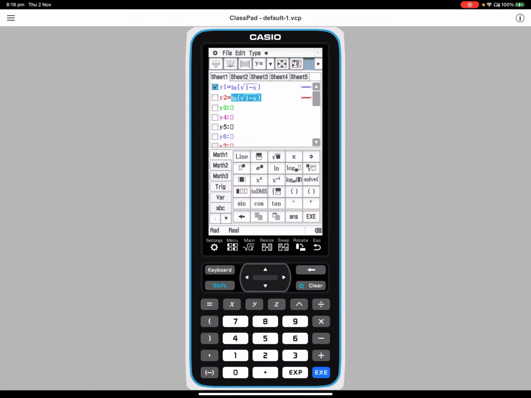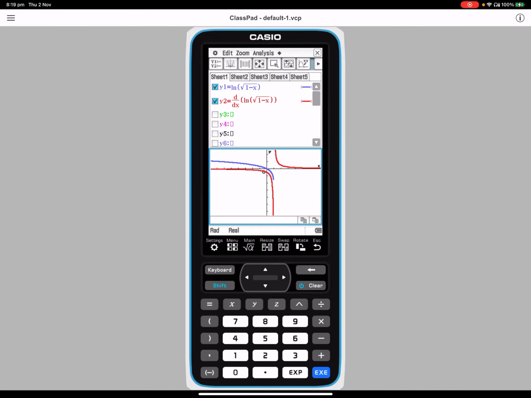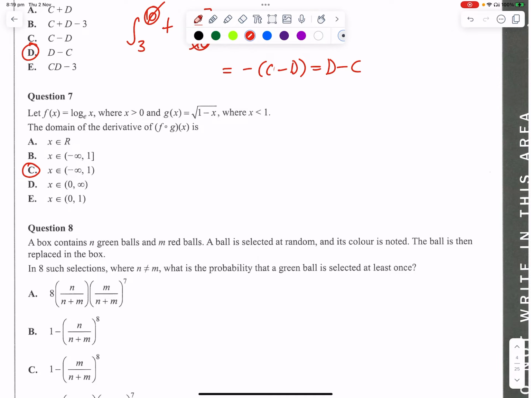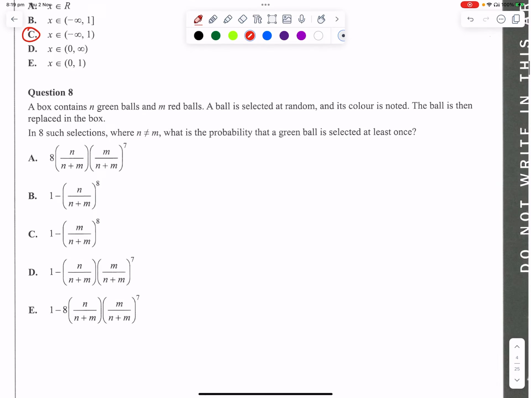So d dx of that sucker. Okay, that red bit can't exist. It can only be up to 1, but it won't include 1 because at an endpoint the derivative doesn't exist and there's an asymptote there.